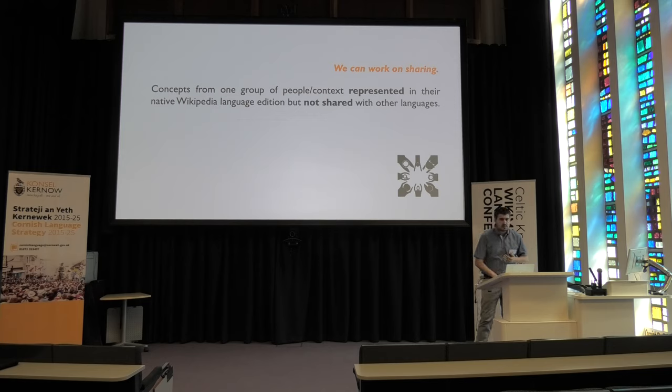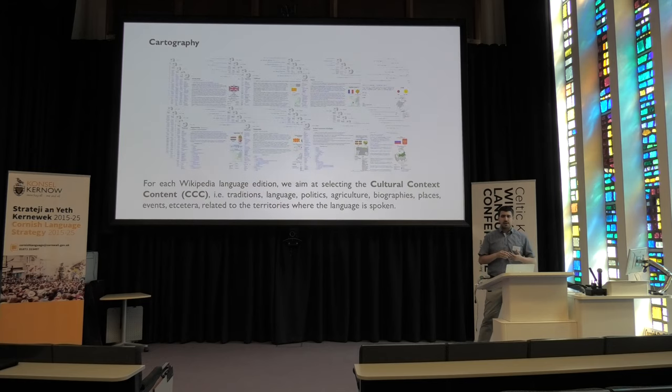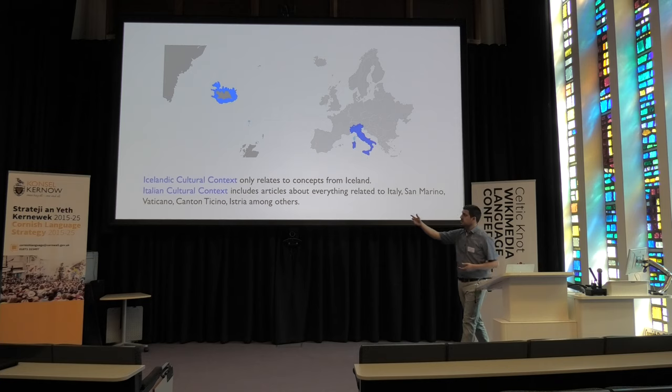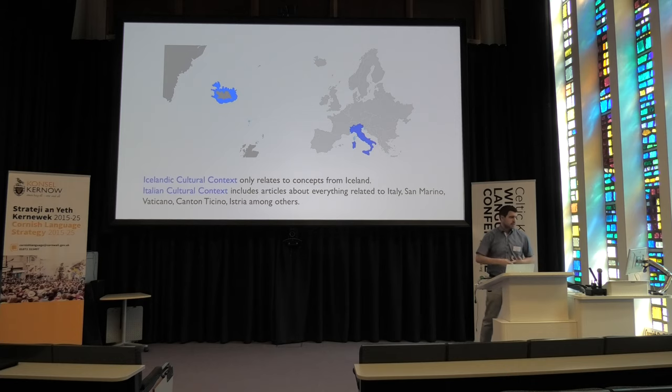We can develop some tools. I mean, we can develop some cartography. And this is the dataset I developed, which is named Cultural Context Content. This is a collection of articles for every language that is about the context of the language. It's like a local encyclopedia inside every Wikipedia. So for instance, we would have the cultural context for Icelandic, with content about Icelandic history, Icelandic language, Icelandic politicians, Icelandic customs, all sorts of things about Iceland.